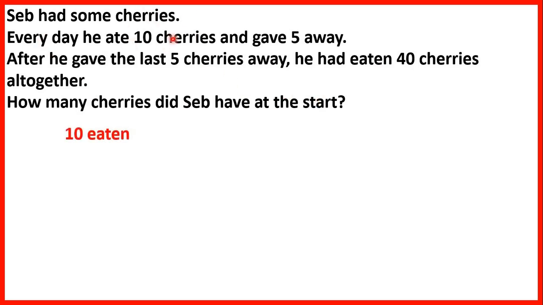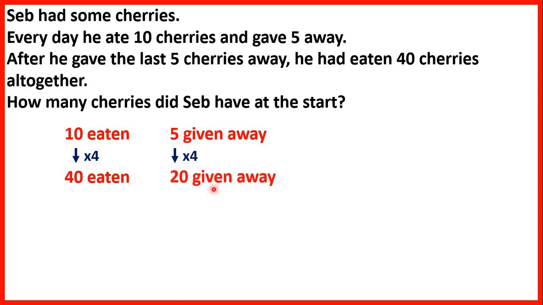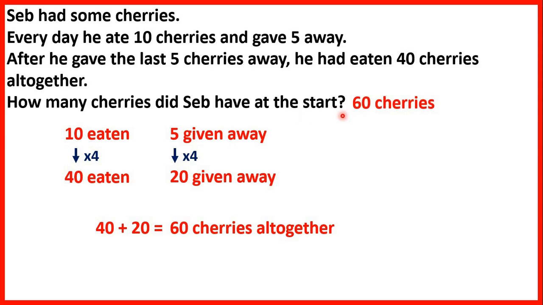So we know that every day he ate 10 cherries and gave 5 away. We also know that altogether he'd eaten 40 cherries. Now 10 times 4 is 40, so we can work out how many he gave away by multiplying by the same number, and 5 times 4 is 20. So if he'd eaten 40 cherries by the end, then he'd also given away 20. And we want to know how many he had at the start, so if 40 were eaten and 20 were given away, that means there must have been 60 cherries altogether at the start.